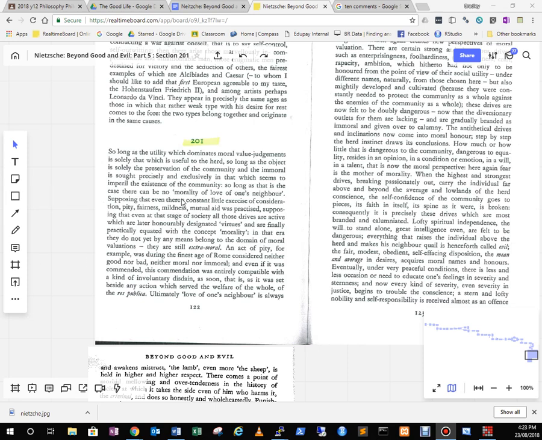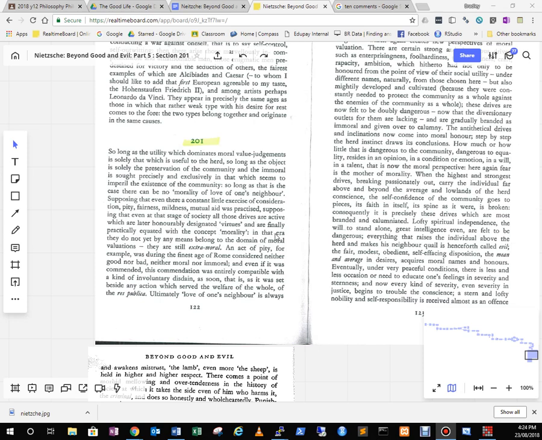Supposing that even there are a constant little exercise of consideration, pity, fairness, mildness, mutual aid was practiced, supposing that even at that stage of society, all those drives are active which are later honourably designated virtues. So I'm saying we practice all these things here and then they're called virtues because we like them and are finally practically equated with the concept of morality. So he's saying, suppose we take all these herd values and we turn them into virtues and then we turn that into morality. In that era, they do not yet by any means belong to the domain of moral valuations. They are still extra moral.